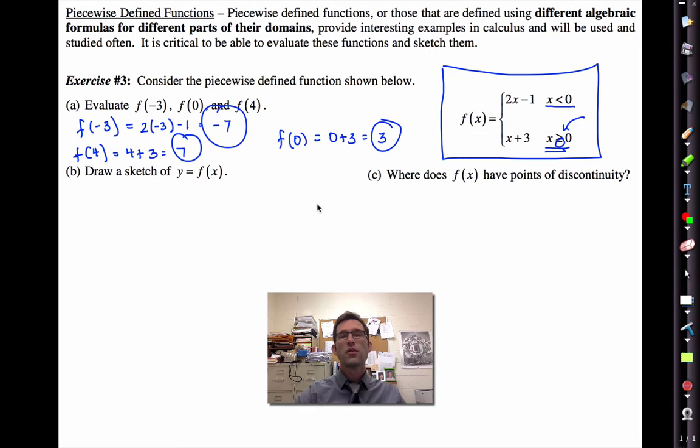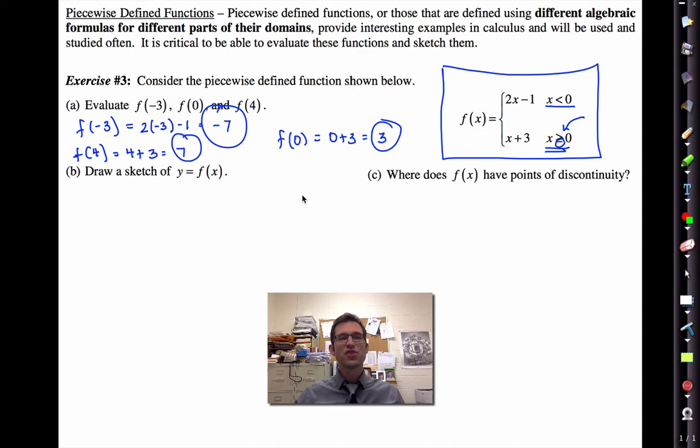All right. So the most basic thing that you need to be able to do with piecewise functions is simply evaluate them. And it's all about just saying, hey, look, I need g of 7. Which formula applies when x is 7? So it's not too bad. All right, but let's take a look at letter B.